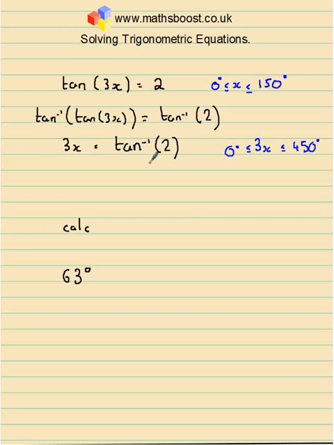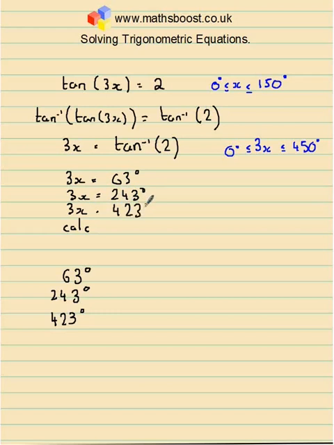We simply rely on the periodic nature of the tan function repeating every 180 degrees. So we're going to subtract and add multiples of 180 until we straddle this interval of 0 and 450 degrees. No point in me subtracting 180 because I can see that will go below the 0 degrees, but I will add 180. I'll add another 180 degrees. And again, there's no point in adding a further 180. So these are the three solutions of inverse tan 2 that lie within this interval. And we'll solve for x.